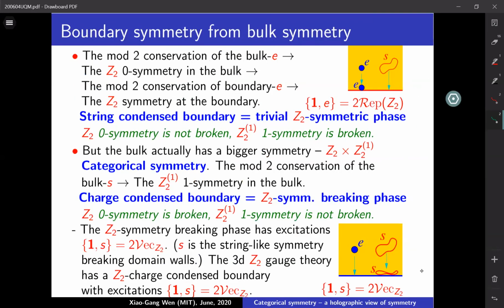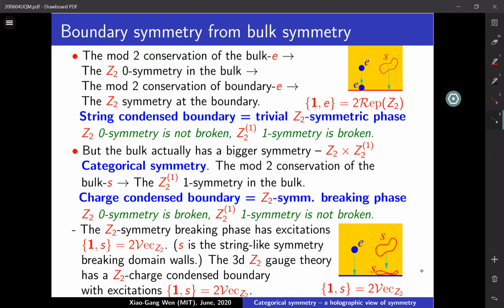Okay. So from this point of view, it's clear that the Z2 mod 2 conservation at the boundary comes from the mod 2 conservation in the bulk. In the bulk, the e particle has mod 2 conservation. When the bulk particle comes to the boundary, it recovers the same mod 2 conservation and the Z2 symmetry. Therefore, this string condensed at the boundary really corresponds to the Z2 symmetric phase, where the Z2 symmetry is not broken.